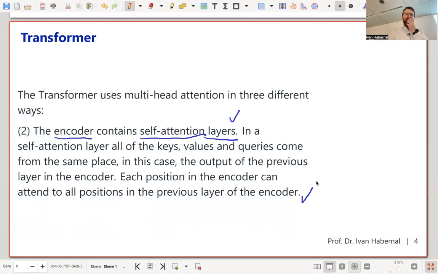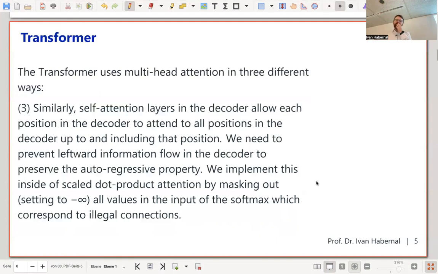And the third one: similar self-attention layers in the decoder allow each position in the decoder to attend to all positions in the decoder up to and including that position.